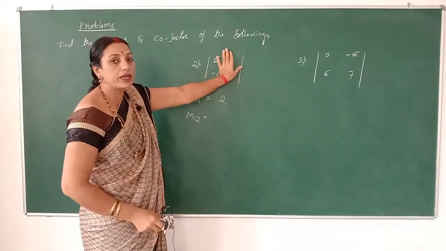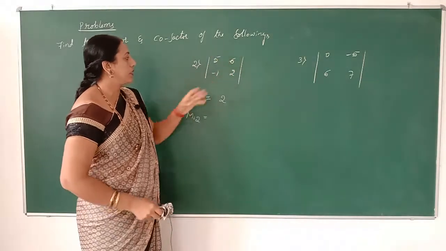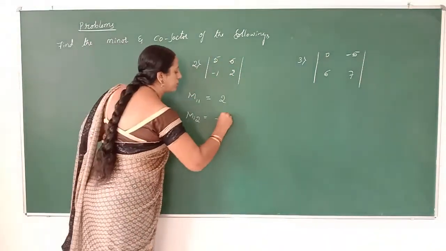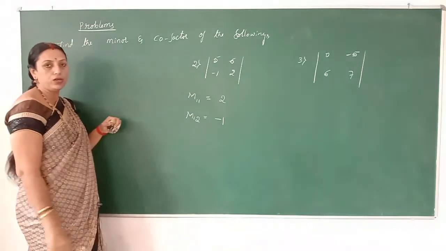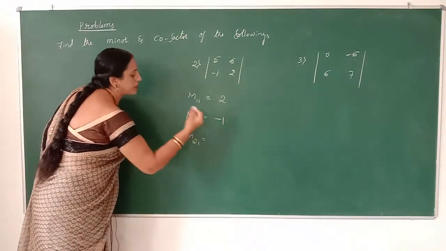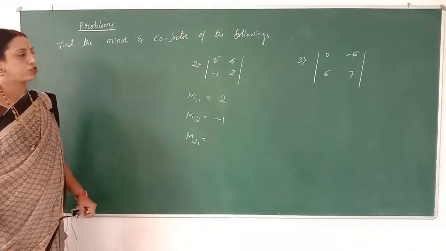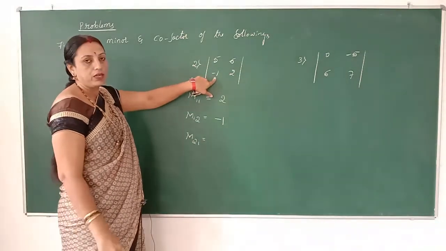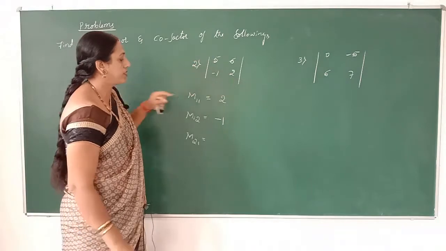Then what about the minor of 6? 6 is an element of the first row, second column, those get neglected, it will be equal to minus 1. And M21. 21 is an element of the second row, first column, that is nothing but minus 1. Therefore, the minor of minus 1 is 6.